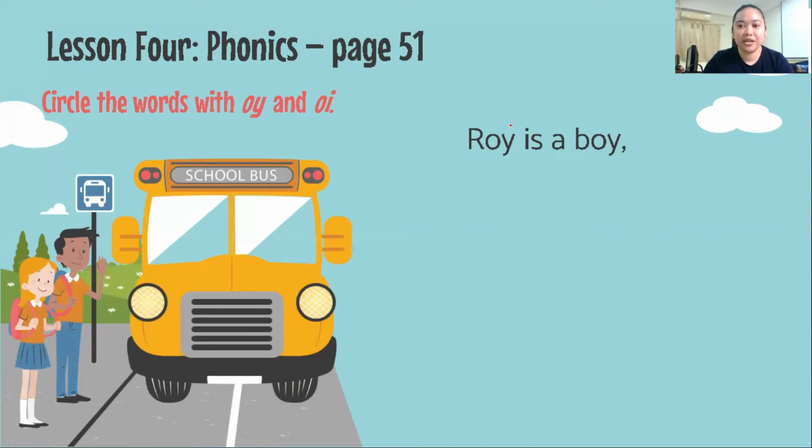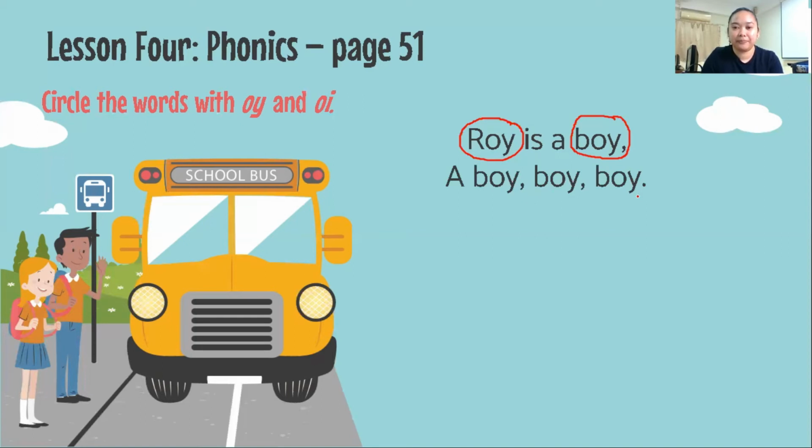We have the word, yes, Roy, and the word boy. Roy is a boy. Roy, O-Y, boy, O-Y. A boy, boy, boy. Which word has the OY spelling? Yes, the word boy. So we will circle that one. Boy, boy, and another one, boy. Alright, there you go. Let's proceed to our next line.